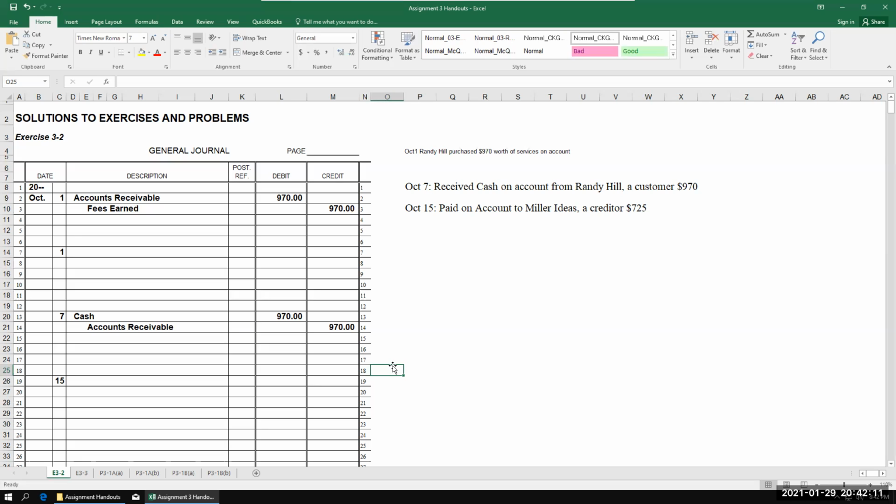So when it comes to the 7th and he pays that off, what we're going to do now is credit accounts receivable basically to wipe away his debt from our books, because accounts receivable is an asset, and assets, as we know, are debit normal. So again, back here on the first, we had an increase in that asset of accounts receivable for $970. Here, because he's paid off his debt, we want to wipe away that 970 from accounts receivable and put it into cash.